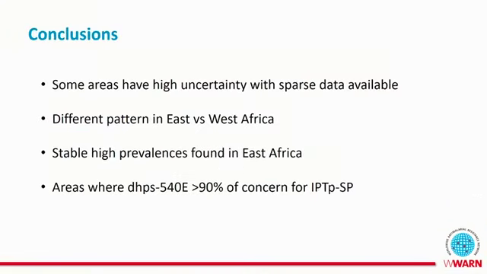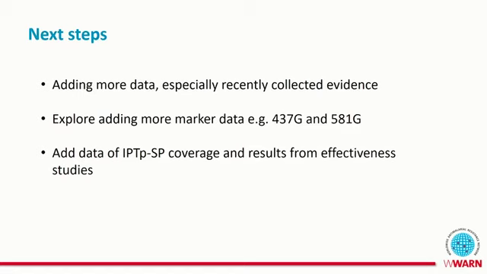If we go to the conclusions, hopefully I'm okay on time. So some areas have high uncertainty with, of course, the sparse data. Any model is only as good as the data that's entered into it. And so we do definitely have areas where there's hardly any prevalence information that we can feed in. But I hope that you'll be convinced that there's clearly a different pattern in East and West Africa, and that we have pretty stable high prevalences of 540E in East Africa. And clearly the over 90% threshold, which is the area for concern for IPTp using SP, is clearly present in parts of East Africa.